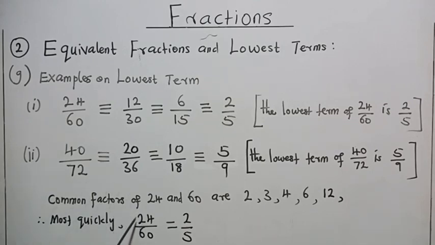So the use of the highest common factor is faster and more convenient than the use of the lowest common factors. Therefore, I just came here and used 12 to divide 24 to give me 2. I used the same 12 to divide 60 to give me 5. Straight away, 24 over 60 became 2 over 5. You can now agree that of the two methods, the quicker or more convenient one is the use of the highest common factor.